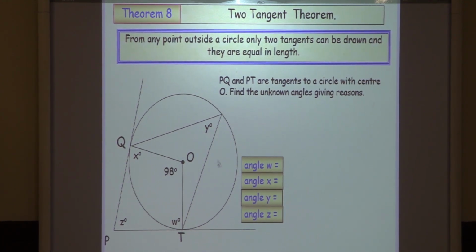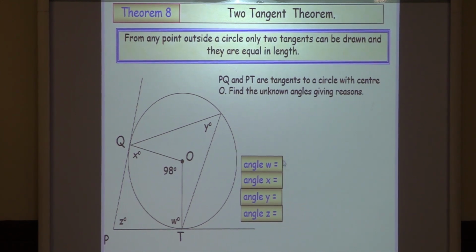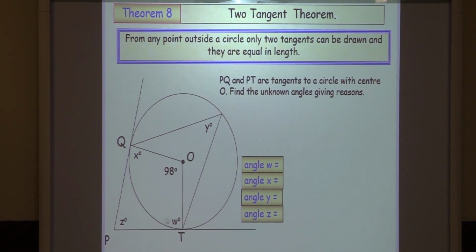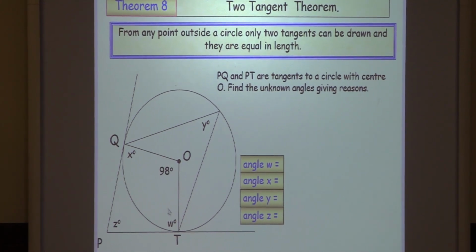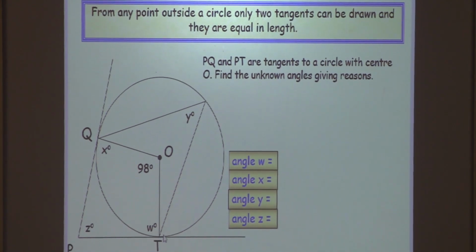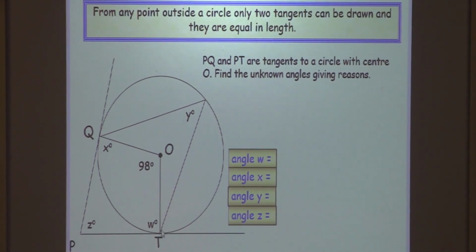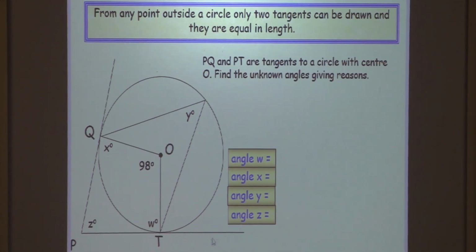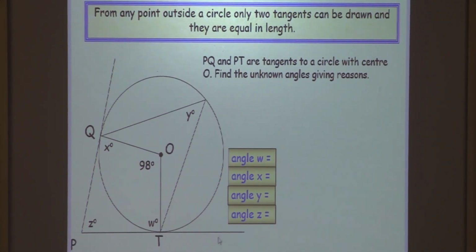Let's look at the question. Question number 1. Find angle W. Angle W. Where is W? W is here. You don't have to think of W, think of the theorems. What is the name of this line? This line is called the radius. What is the name of this line? This line is called the tangent. What do I know about the theorem that deals with a radius and a tangent? Whenever a tangent meets a radius, 90 degrees is formed. Therefore, angle W is equal to 90 degrees, tan radius theorem.